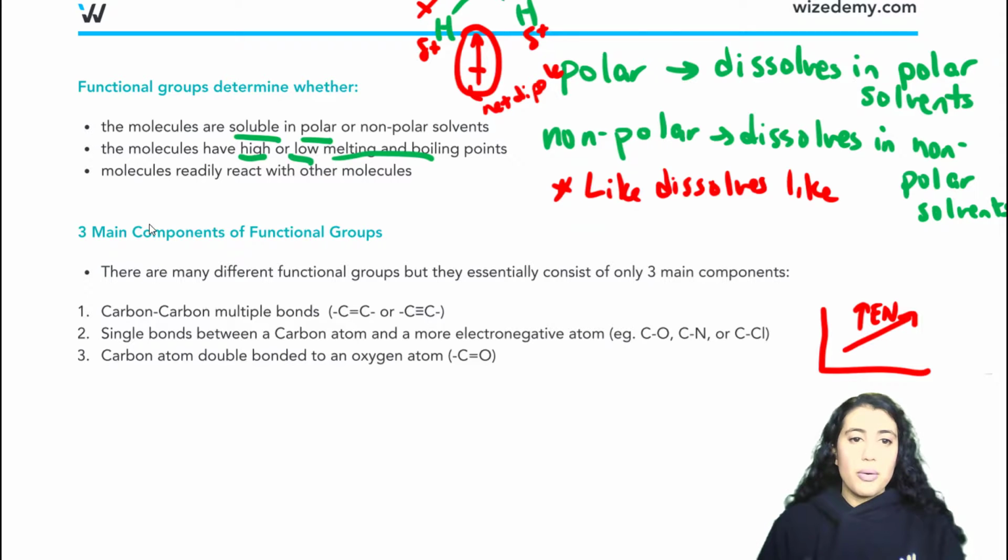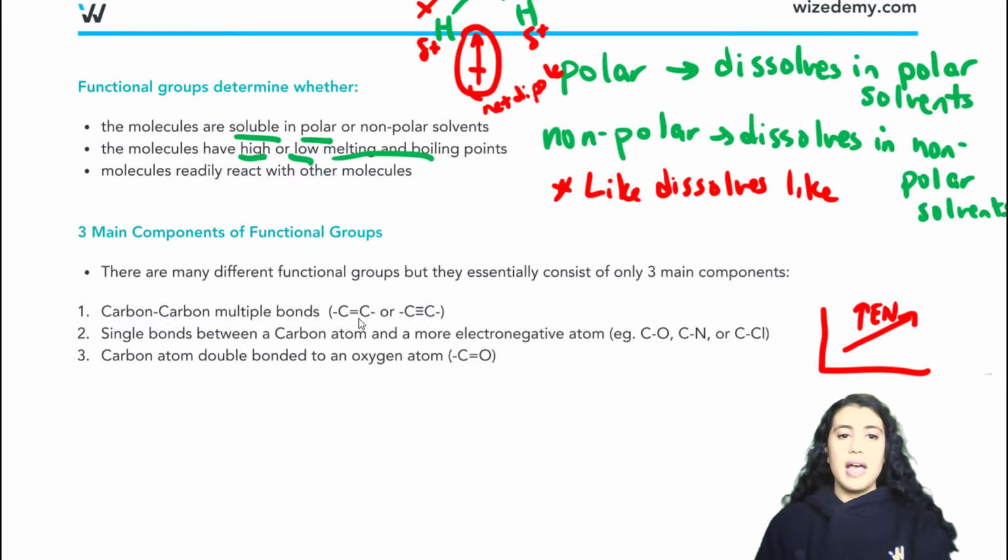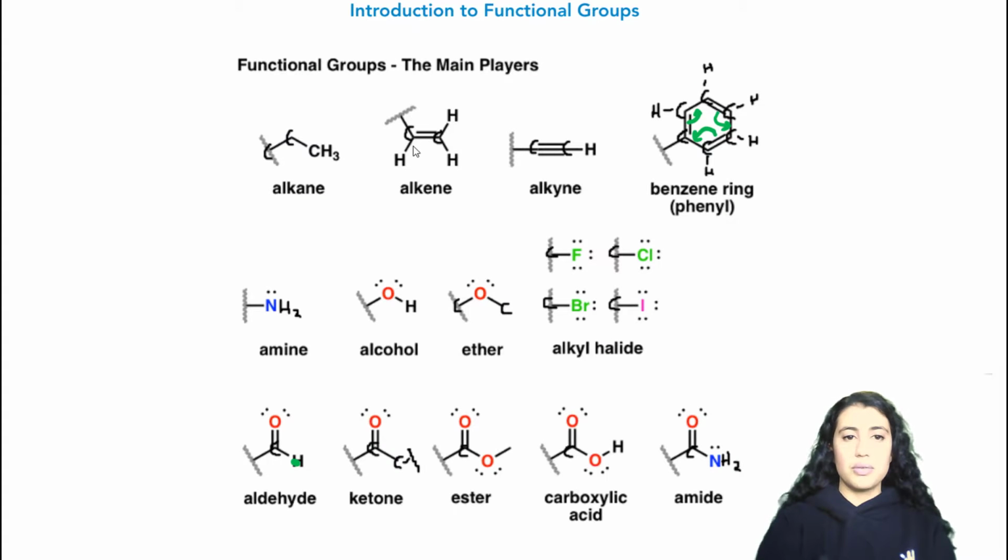So, 3 main components of functional groups. Again, you don't need to memorize this. It's just helping us wrap our heads around all the different functional groups. It says there are many different functional groups, but essentially they consist of 3 main components. So there are ones with carbon-carbon multiple bonds. We said that an alkene was the one with a carbon-carbon double bond, and an alkyne was the one with carbon-carbon triple bonds. Again, we can see those right here, the double bond and the triple bond between carbon atoms.